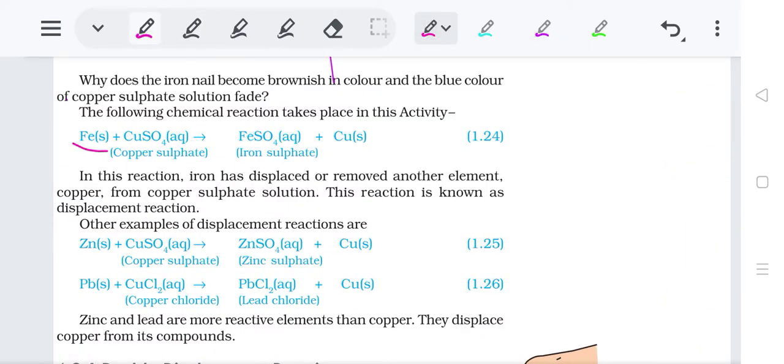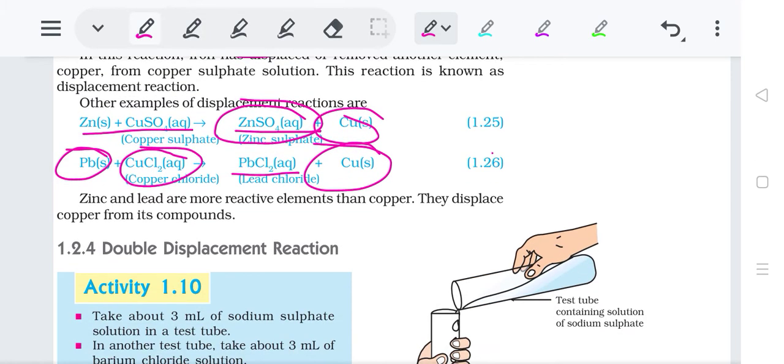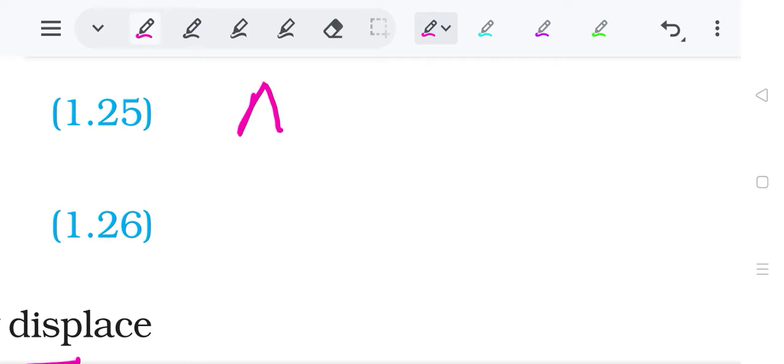Then we have iron plus copper sulfate giving iron sulfate plus copper, and other examples are zinc plus copper sulfate. Zinc forms zinc sulfate plus copper. Lead plus copper chloride gives lead chloride plus copper. So zinc and lead are more reactive than copper, so they displace it. Now one question, so let me explain it to you.